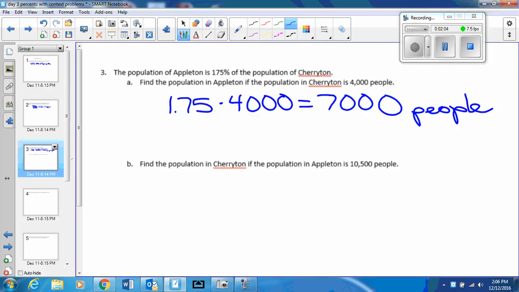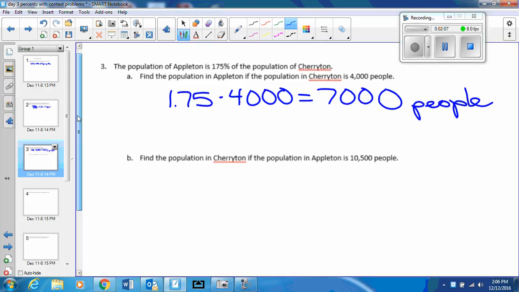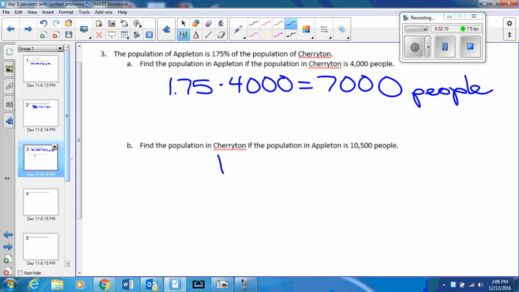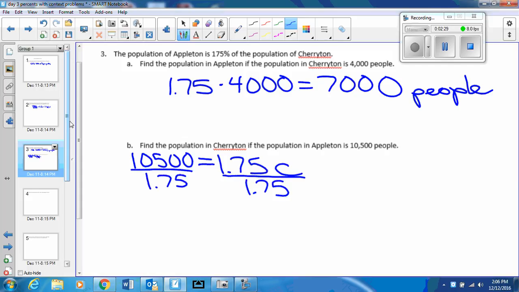Find the population of Cherryton if the population of Appleton is 10,500. So again, it's 175% times the population in Cherryton is equal to the population in Appleton. Now I can solve this one by dividing by 1.75. Using my calculator to do that division, I get the population in Cherryton is 6,000. So again, you have to read carefully and think about the context of what the percent is relating to what.